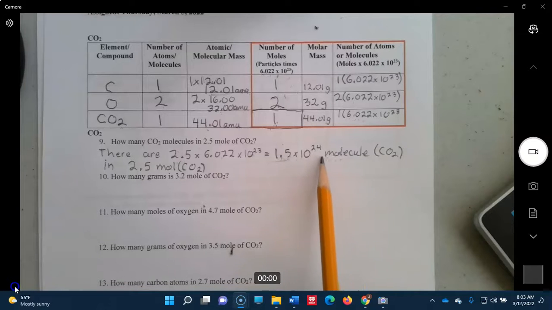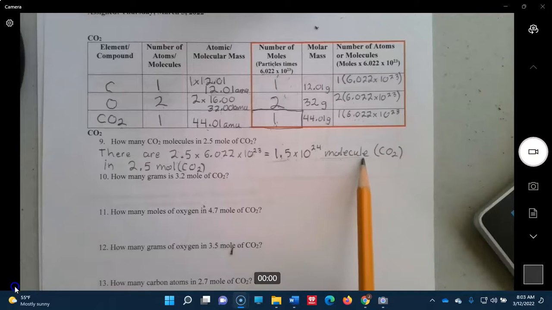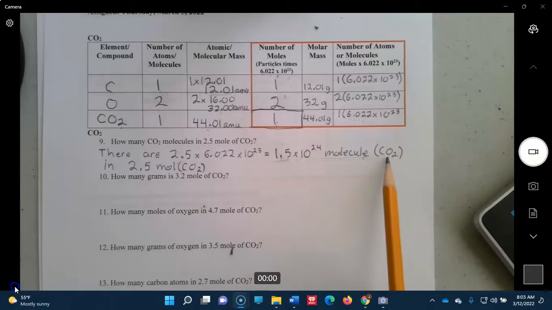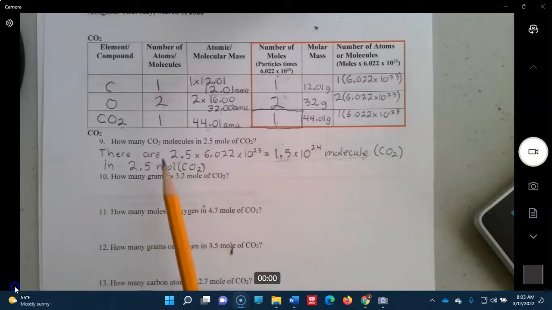Then the way you write the units is the unit, and unfortunately there's no abbreviation for molecule, so you just write molecule even though it's plural, and then in parentheses the substance. So unit of measure and substance always. Molecules of CO2 in what they asked for, 2.5 mole, no E on the end of mole, of CO2. All right, so just kind of study that format of the problem, and we'll move on.